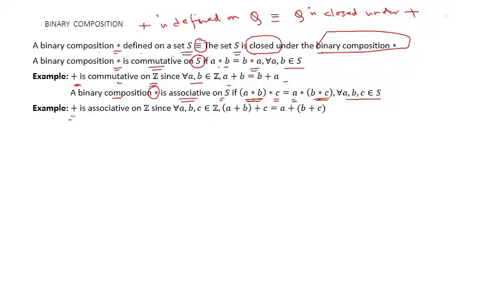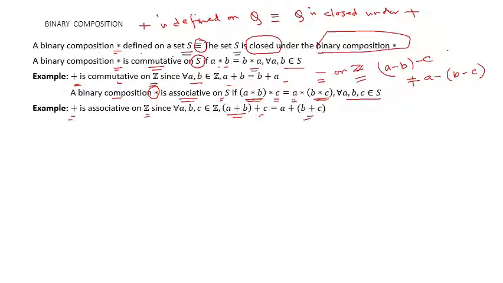For example, addition again is associative on Z because A plus B plus C is equal to A plus B plus C. সব composition associative নাও হতে পারে। For example, আমরা যদি subtraction নিই, if we consider this binary composition subtraction on Z, it is a binary composition on Z, কিন্তু দেখো A minus B minus C is not equal to A minus B minus C. কখনোই এই দুটো সমান নয়। So we will say that this binary composition, ordinary subtraction, it is a binary composition on Z, but this is not associative.